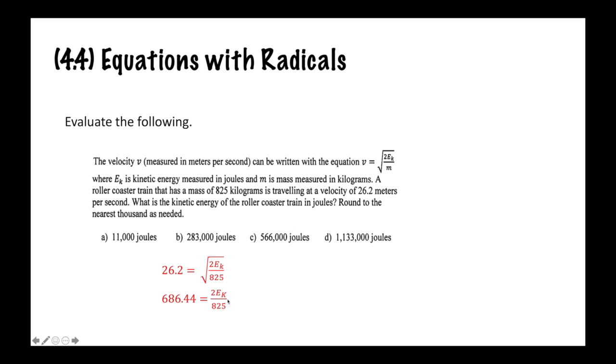Now from here, my choice is going to be to get rid of the 825 next. So I'm going to multiply both sides by 825. That gives me 566,313 equals 2 times E sub k. Finally, to get E sub k by itself, I do need to divide both sides by 2. And when I do that, I should get 283,156.5. But that's going to be approximately the same thing because I am trying to round to the nearest thousandth. And that's going to give me b.